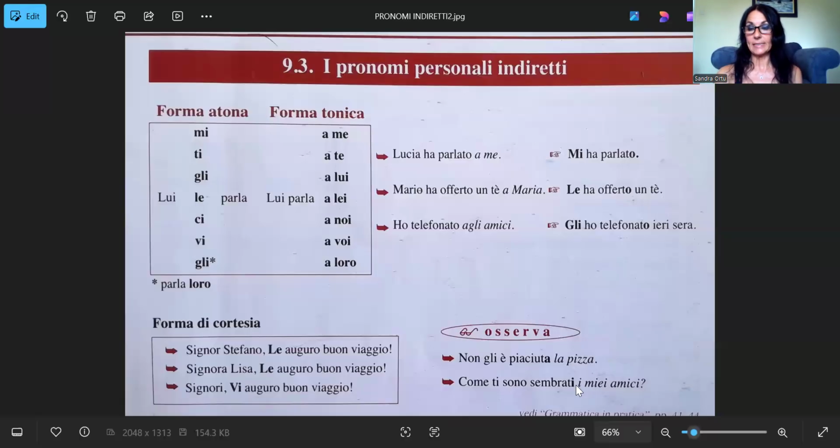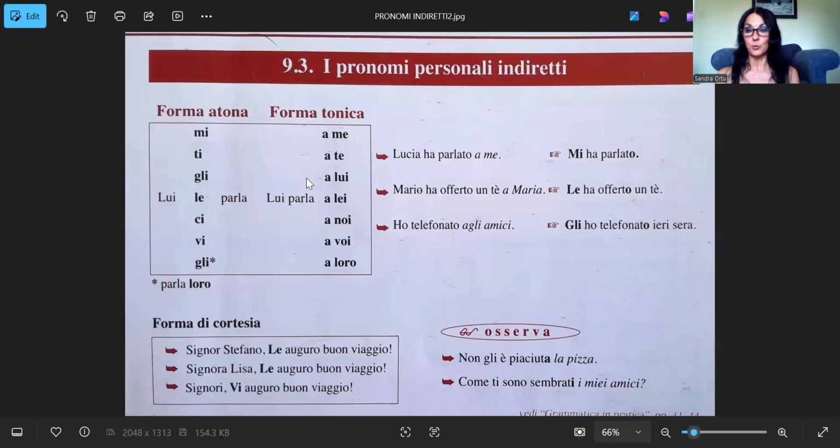So here the verb sembrare, to seem, works exactly the same in English and Italian. So, come ti sono sembrati i miei amici? How did my friends seem to you? So this is to you, in this case, ti, which is here, to you. So here, as I said, luckily, we have a verb that works exactly the same way. It seems to me.